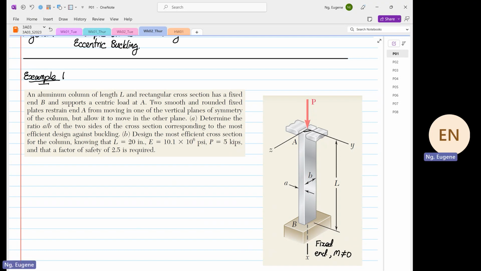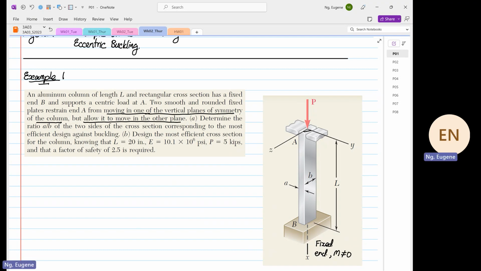2 smooth and rounded fixed plates restrain point A from moving in one of the vertical planes. So in terms of movement at point A, later on we'll draw at different planes. How does the fixturing, or how does the condition change when you look at different planes? But it is allowed to move in the other, so in one of the vertical planes of symmetry of the column. The other one is allowed to move in the other plane. I will explain this later on when we draw.